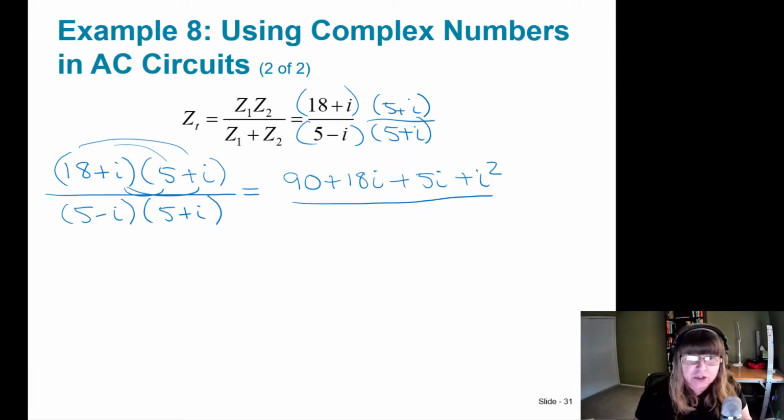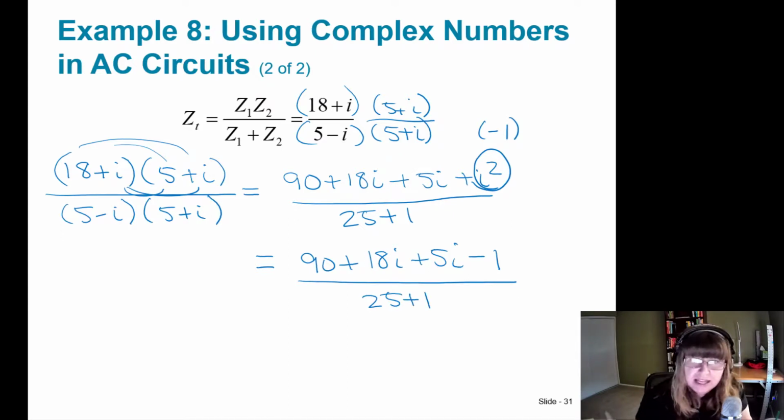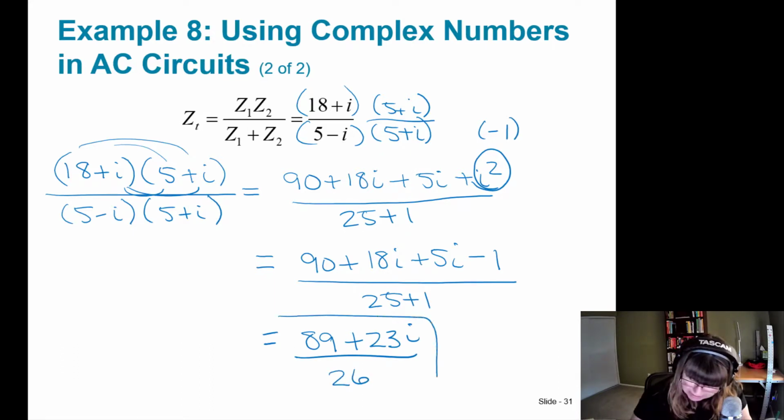And I'm going to go ahead and do our shortcut for the denominator. If you want to FOIL it, you can. 5 times 5 is 25, plus 1 times 1 is 1. Now I just need to make sure I change over my i squared to a minus 1. I have 90 plus 18i plus 5i minus 1 all over 25 plus 1. The only thing I did was convert that i squared to a negative 1. Combining like terms, I get 90 minus 1 is 89. 18 plus 5 is 23i. And 25 plus 1 is 26.